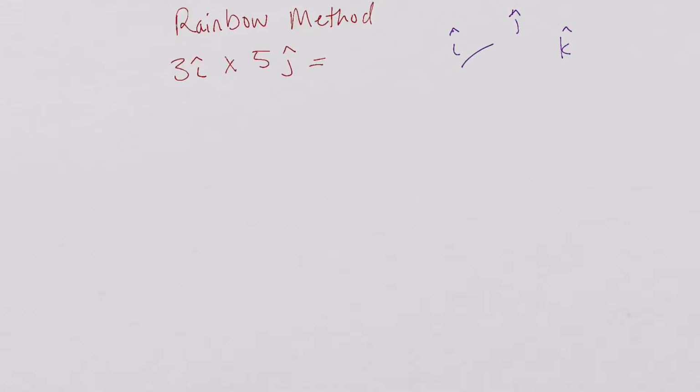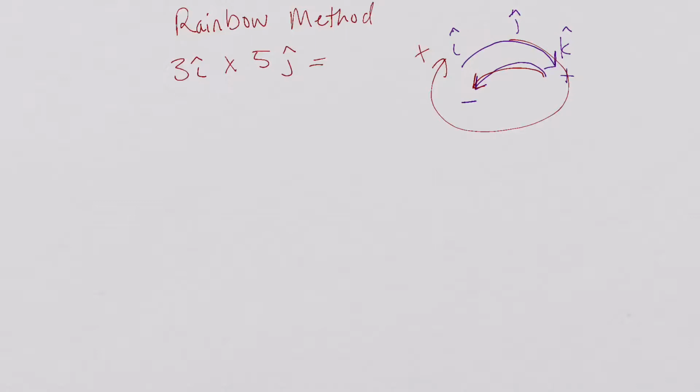And basically if you do I cross J, then it's going to be positive K. And if you go in the opposite direction, it's negative. So I cross J is positive K. J cross K would be positive I. And so if it goes around in that direction, then it's positive. If it goes in the other direction, so J cross I, then that would be negative K. Or if you did K cross J, you get negative I.